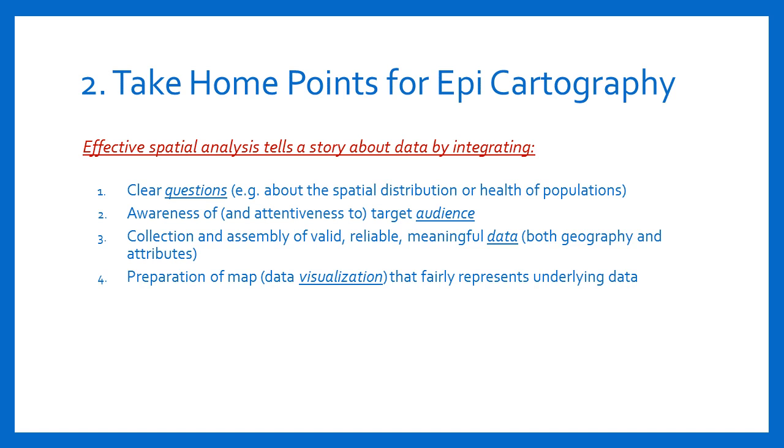And then that we collect and assemble valid, reliable, and meaningful data. That's no small feat, but that's awfully important. And we produce maps in a way that fairly represent the underlying data, that tell the story that we're trying to tell. Not that tries to hide or lie with the map, but that represents the patterns that we're trying to understand by making the map in the first place. No single map can do everything. Maps always filter out information. So whenever we make a map, we're making choices about what we do and what we don't tell.